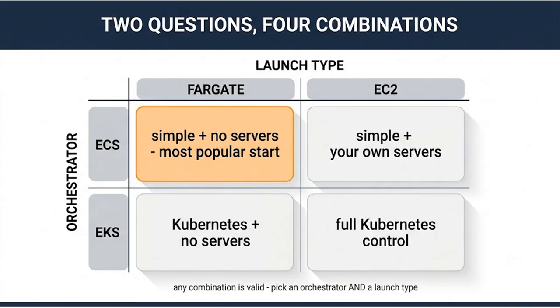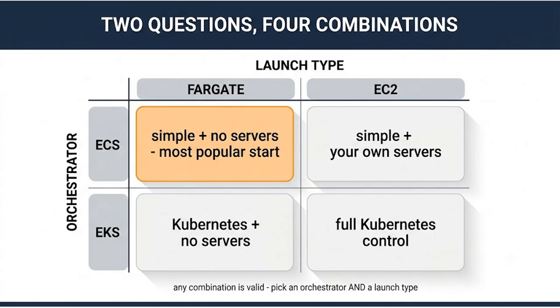Down one side, your orchestrator, ECS or EKS. Across the other, your launch type, Fargate or EC2. Any combination is valid. ECS with Fargate, simple orchestrator, no servers, is the most popular starting point on AWS. ECS with EC2, simple orchestrator, your own servers. EKS with Fargate, Kubernetes, no servers to manage. EKS with EC2, full Kubernetes control.